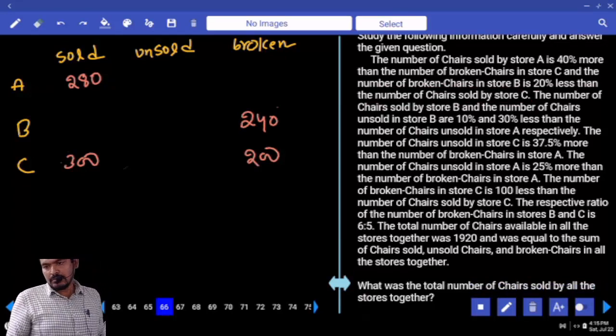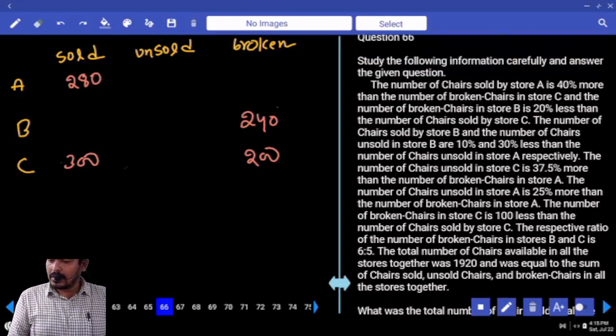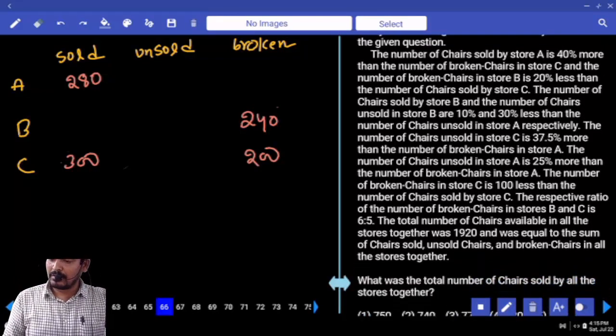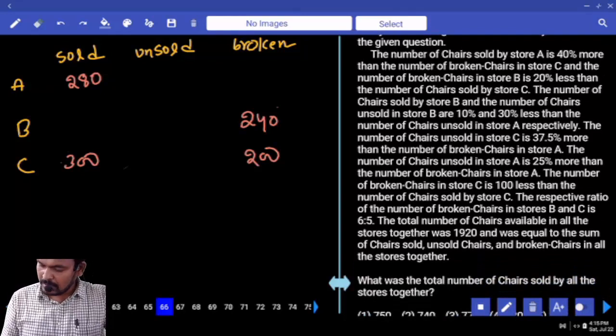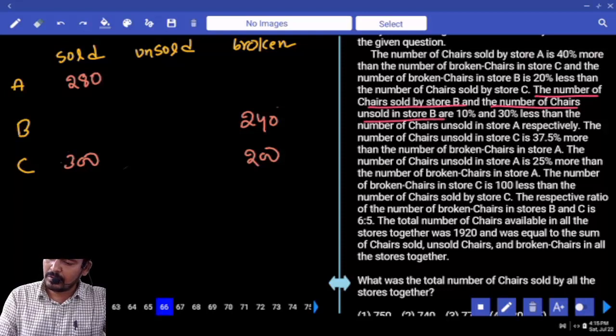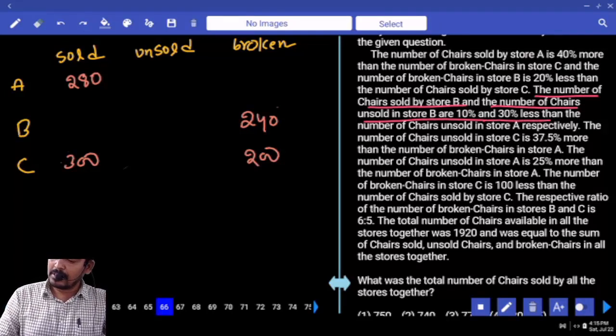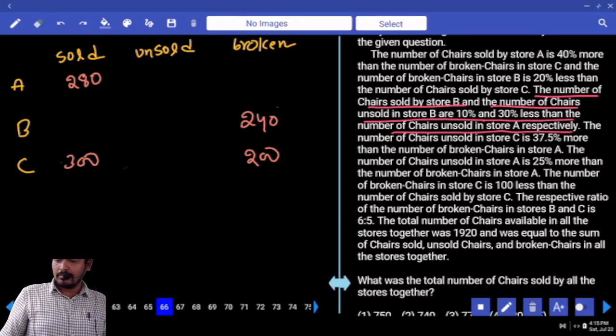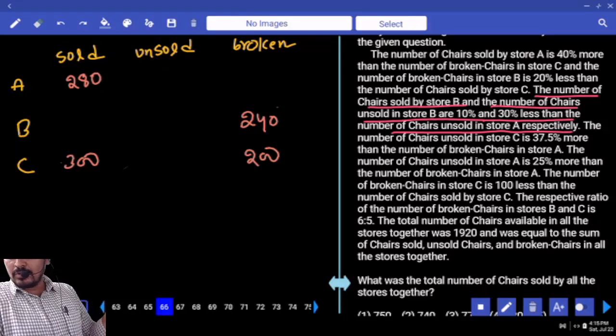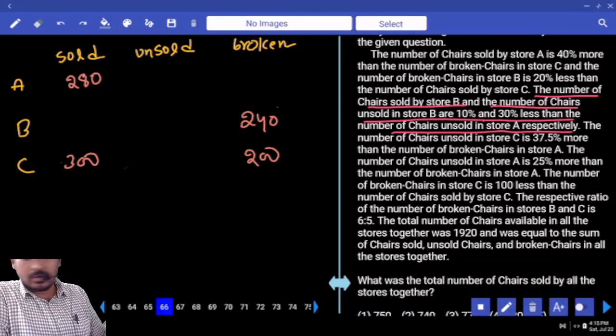Next, what is the first line? First line already completed. Second line also completed. What is the third line? The number of chairs sold by store B and the number of chairs unsold in store B are 10% and 30% less than the number of chairs unsold in store A respectively. Means sold value of store B and unsold value of store B depend on which one? Unsold value of store A.